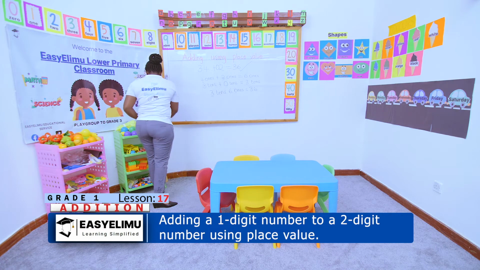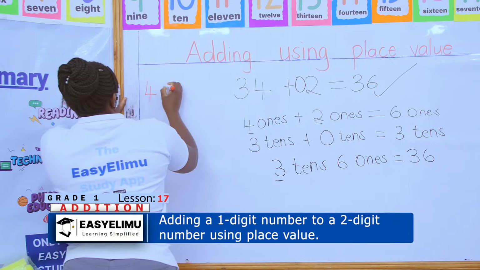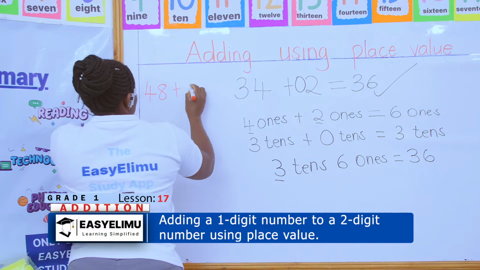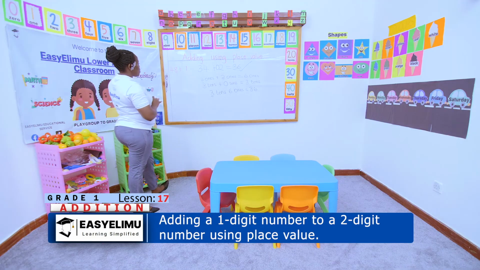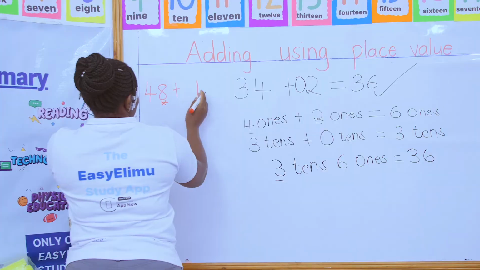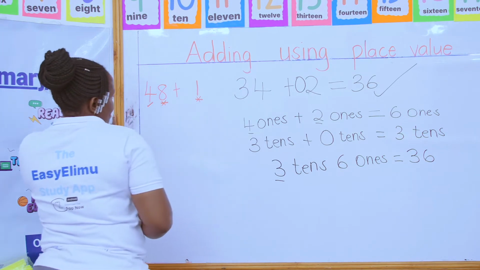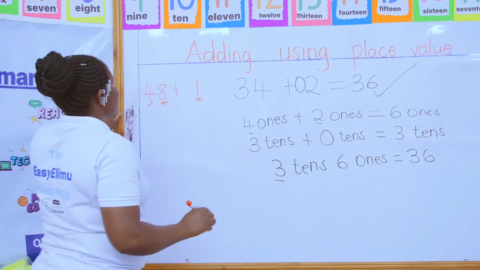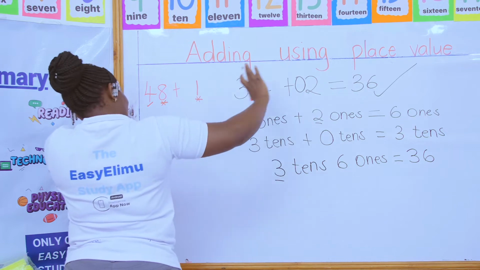We have been given here another question telling us we add 48 plus 1. First, we said we must identify the place value of the numbers. These numbers are the same because they are in the ones place value. This one is different because it is in the tens place value. So what do we add first? You add the numbers in the ones place value first.